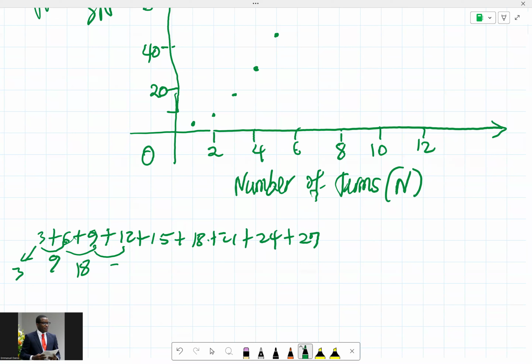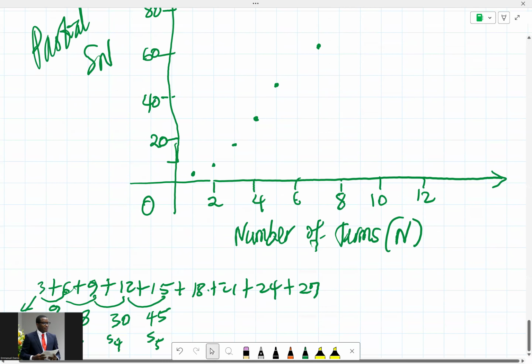Then number 4 is 30. So that's why you have 4 against 30. Number 5 is 30 plus 15, that's 45. This is S1, S2, S3, S4, S5. So the fifth one is actually 45, which is fine, I think.